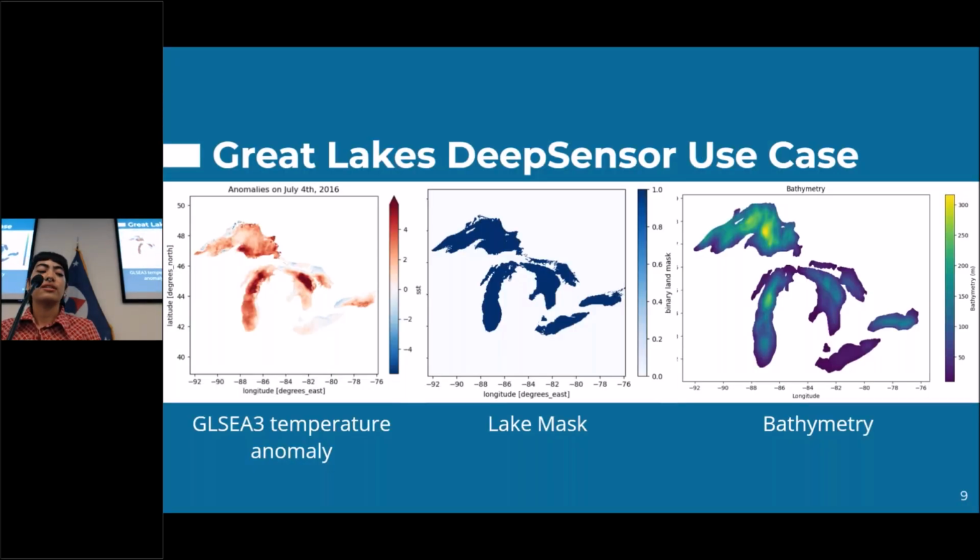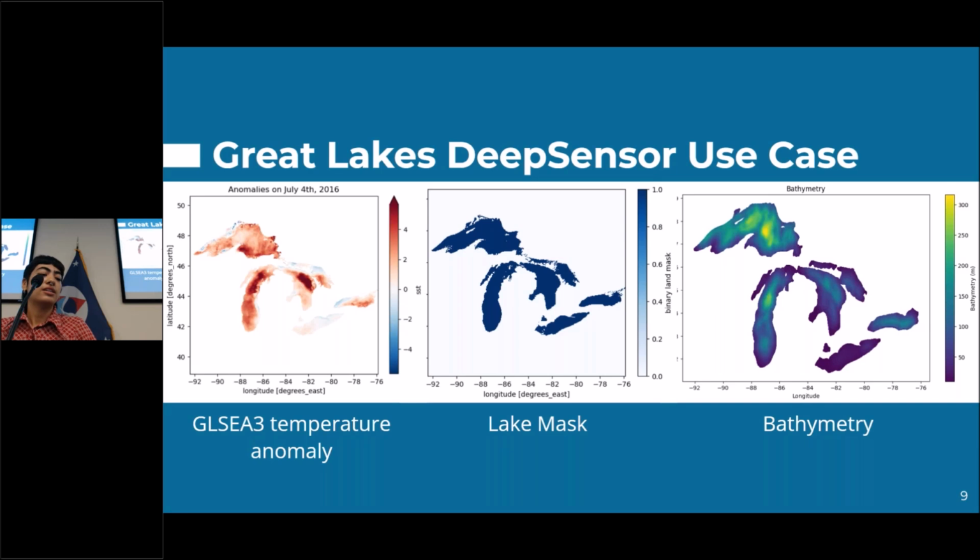So in our Great Lakes Deep Sensor use case, we looked at GLC data, which is a remotely sensed product. We looked at temperature anomalies. So we looked at the day of year spatial mean for each day of the year and saw how each day differed from that. So we can see on this July 4th, 2016 date, Lake Michigan was 4 degrees Celsius warmer than average. And that average is calculated using 2007 to 2021. And we also have a lake mask and bathymetry. And I want to thank David Cannon for making sure that we have this data and providing it to us.